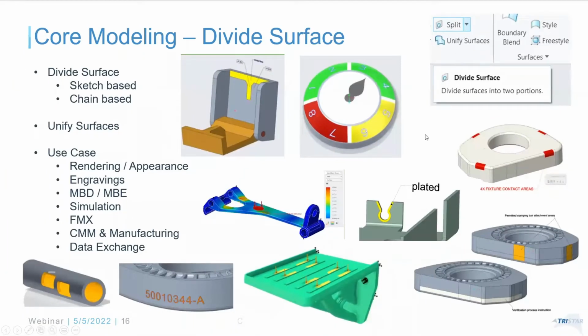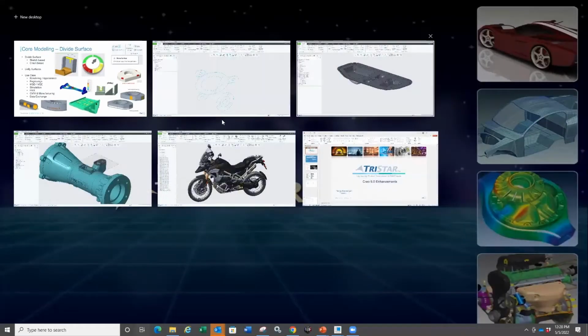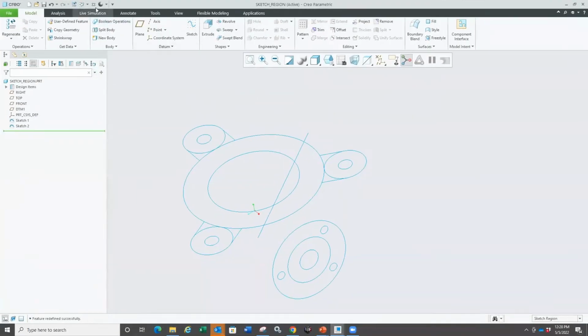So there's divide and there's unify. Unify essentially allows you to unify divided surfaces in case you want to select them in one go, for example. That's what it does. It also sometimes works on imported geometry. But the more examples you see, the better. There are several use cases for this.